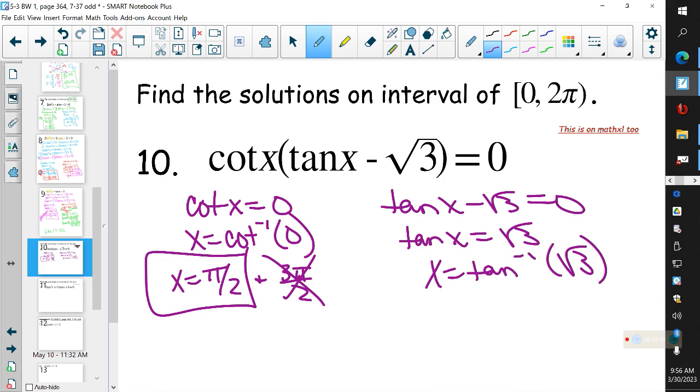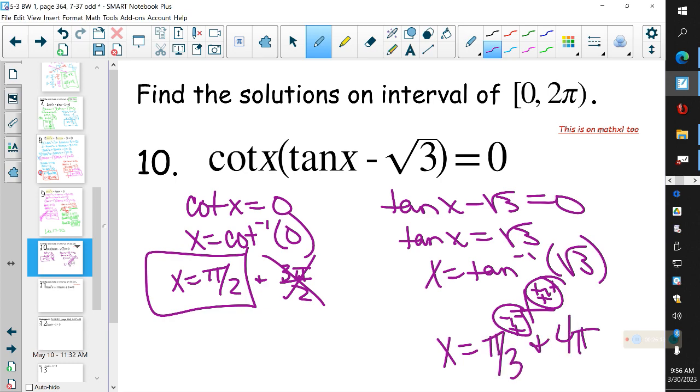What quadrant are we in that tangent is positive? Well, that puts me in my quad 1 and in my quad 3. But again, our brain needs to understand that if we are in one of these two quadrants, I memorized that an angle that has the tangent of the square root of 3 is going to be pi over 3 and then 4 pi over 3. That's beautiful. That's good to go. Those are the answers we're looking for.